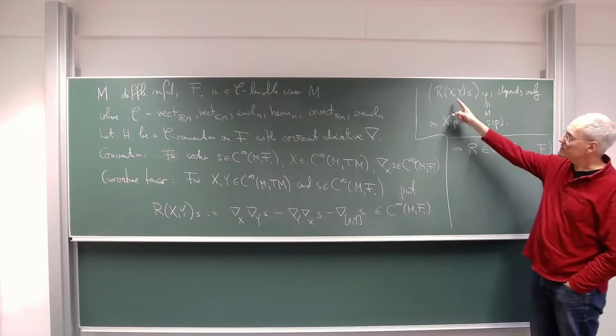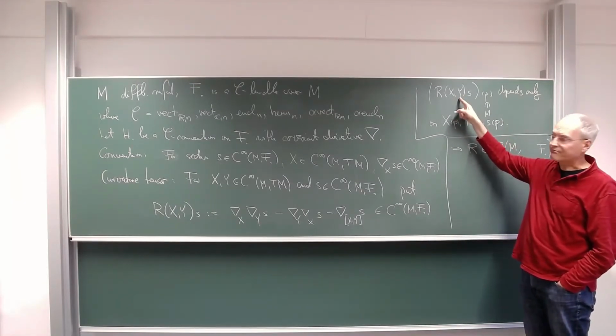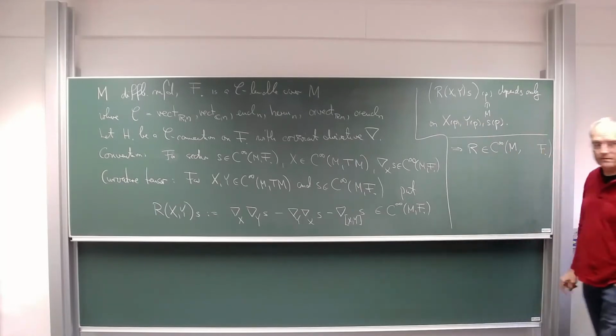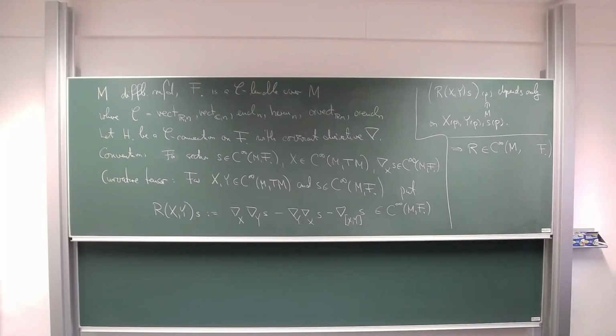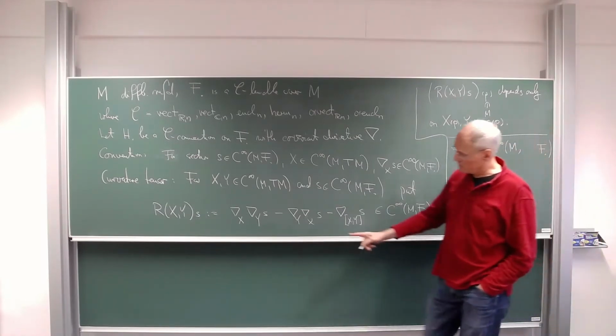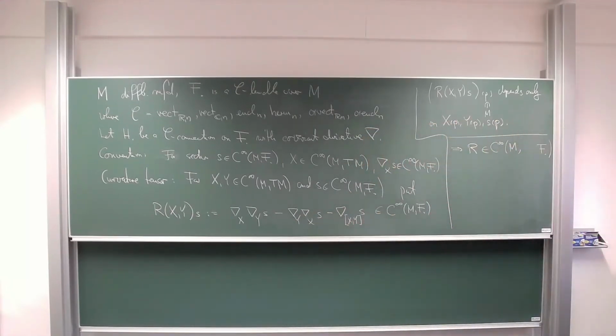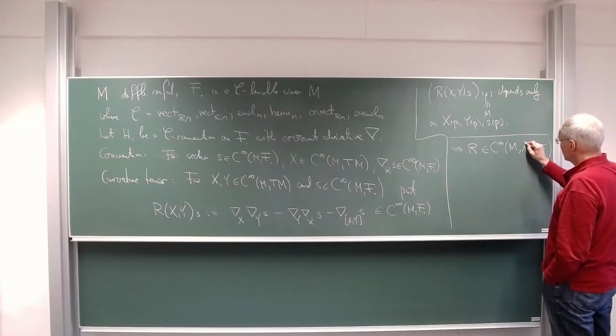But if I leave x and y open, then this is bilinear in x and y. So we get a T star, cotangent bundle tensor itself, but it's also anti-symmetric in x and y, because if you interchange x and y in this formula, you get a negative sign. So it's really a 2-form. So therefore, we can consider this as a section in two forms on M tensor.